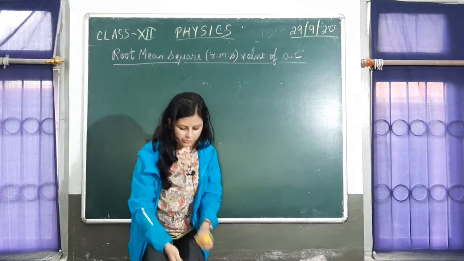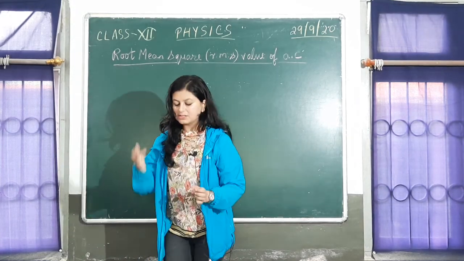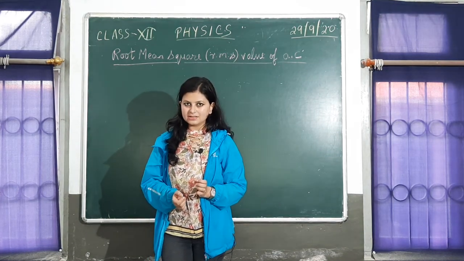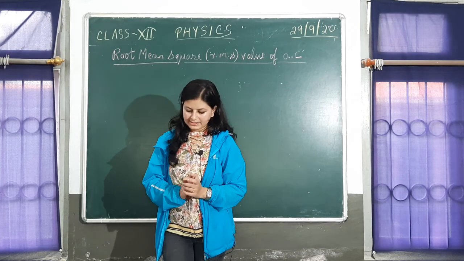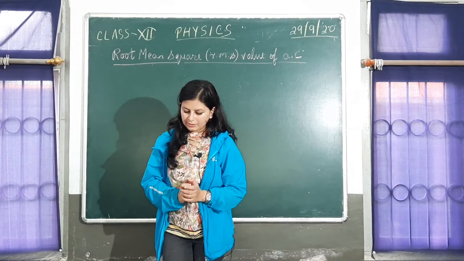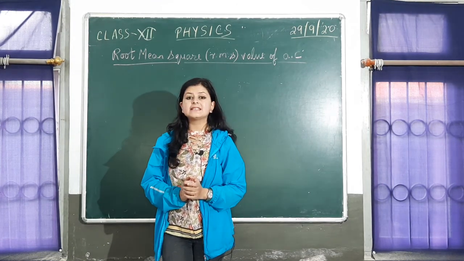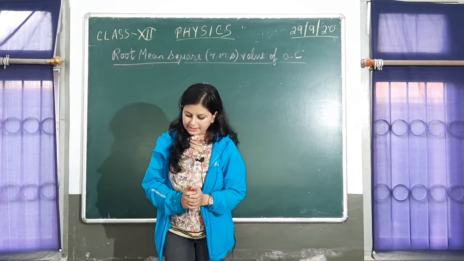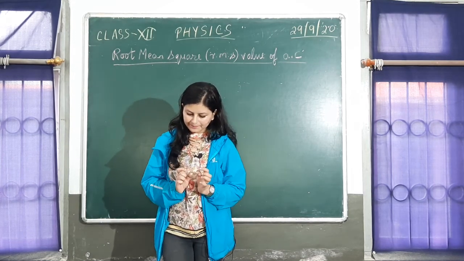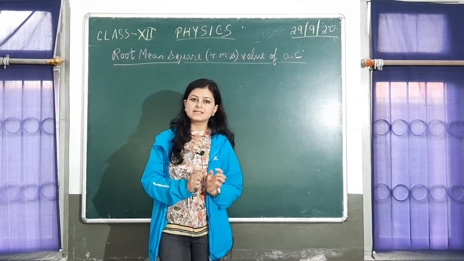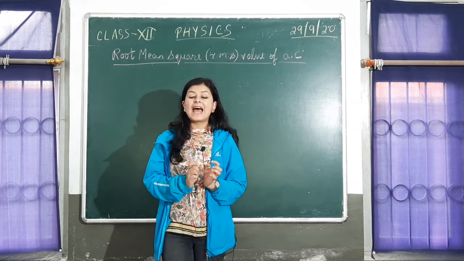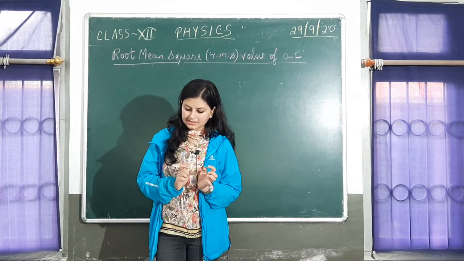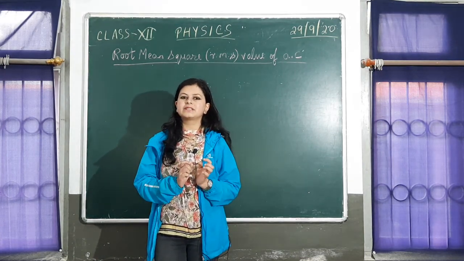So what we are going to do is define this root mean square value of alternating current in terms of heat generated. This is how it is defined. Root mean square value of alternating current is defined as that value of steady current which would generate the same amount of heat in a given resistance in a given time as is done by the AC when passed through the same resistance for the same time.